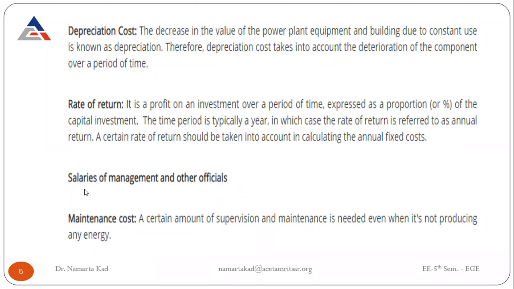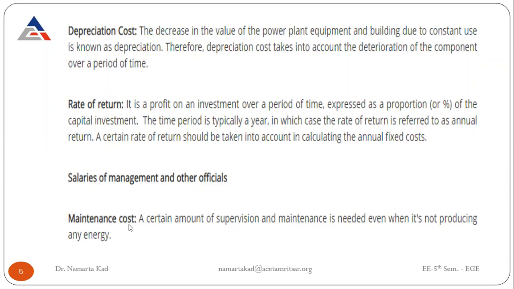Okay, so all these parameters must be there under the annual fixed cost, and some others are like salaries of management and other officials. Okay, it is also almost fixed, like a fixed salary is dispatched every month or every year. Okay, and next is the maintenance cost. A certain amount of supervision or maintenance is needed even when it is not producing any energy.